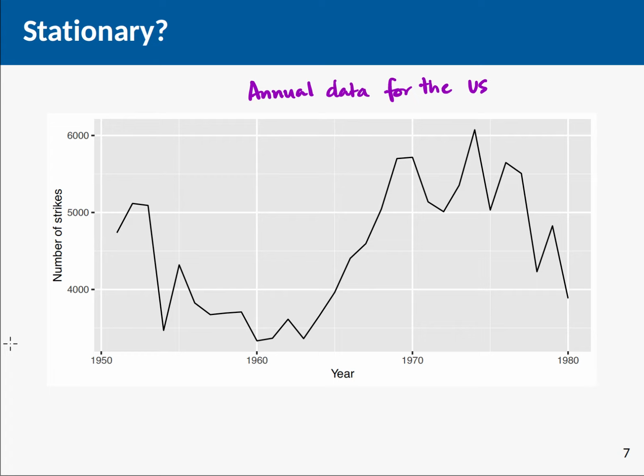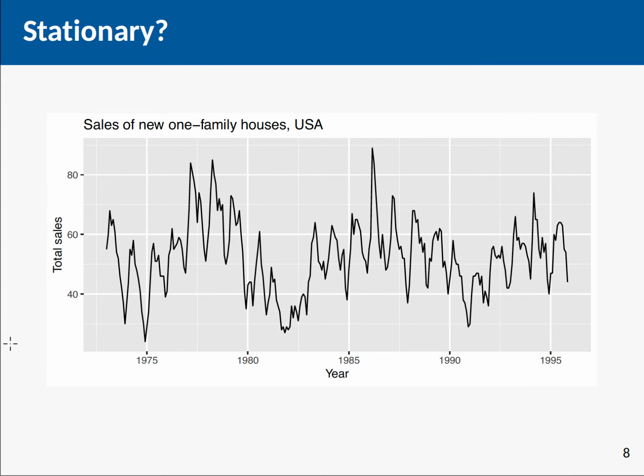Now this is the number of strikes in the United States, and this is annual data over time, so this is very old, and this doesn't look like a stationary time series, again, for the same reasons as we described. This is data that is looking at the sales of new one-family homes in the United States, total sales over time. Definitely what you see here is marked seasonality, very strong seasonal patterns that exist within the year. So again, the data does not look stationary.